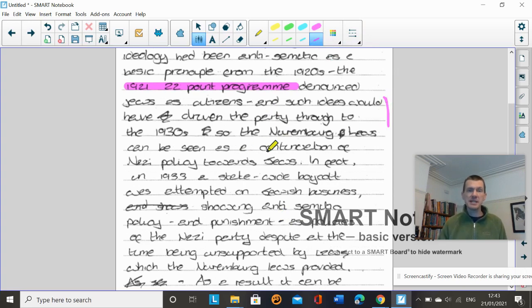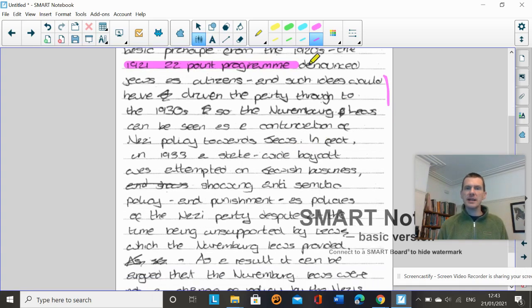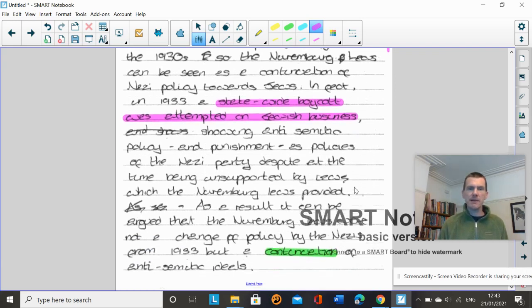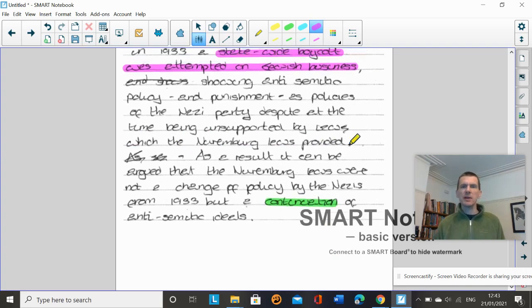So the Nuremberg laws can be seen as a continuation of Nazi policy towards Jews. In fact, in 1933, a statewide boycott was attempted on Jewish businesses, showing anti-Semitic policy and punishment as policies of the Nazi Party, despite at the time being unsupported, which the Nuremberg laws provided. As a result, it can be argued that the Nuremberg laws were not a change of policy by the Nazis from 1933, but a continuation of anti-Semitic ideals.